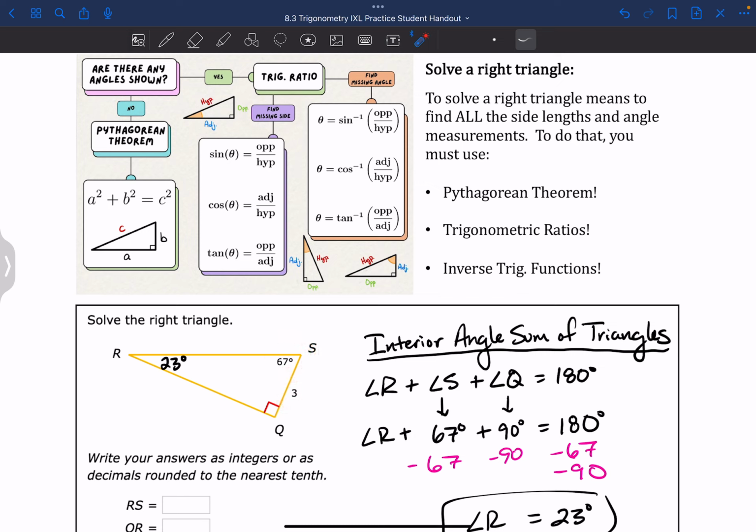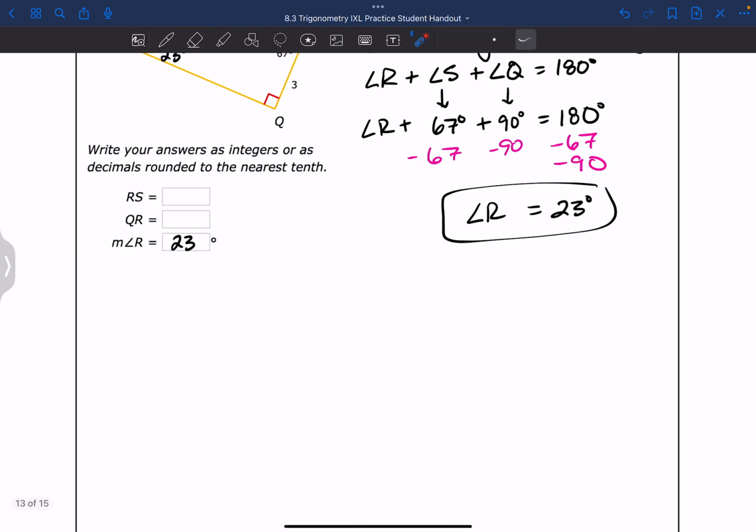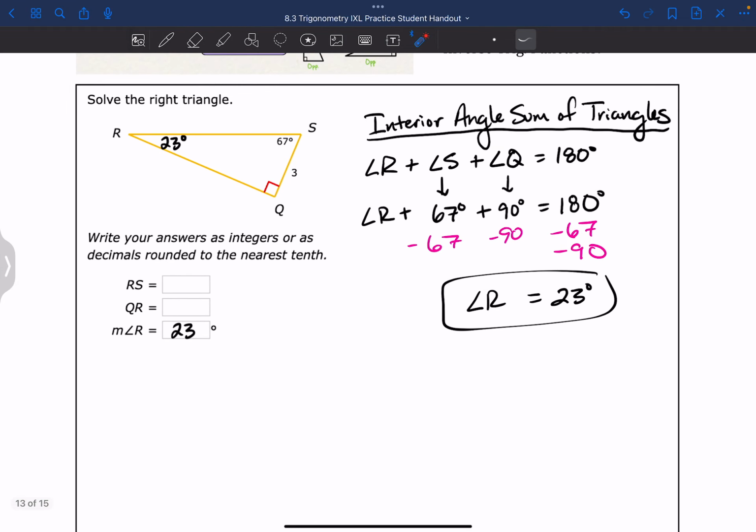So we're going to use this right here. Again, are there any angles shown? Yes. So we apply trig ratios. What are we looking for? Not an angle, but a missing side. So we're going to use trig ratios. To do that, we need to label our triangle. Here's my 90 degrees. Here is my hypotenuse.